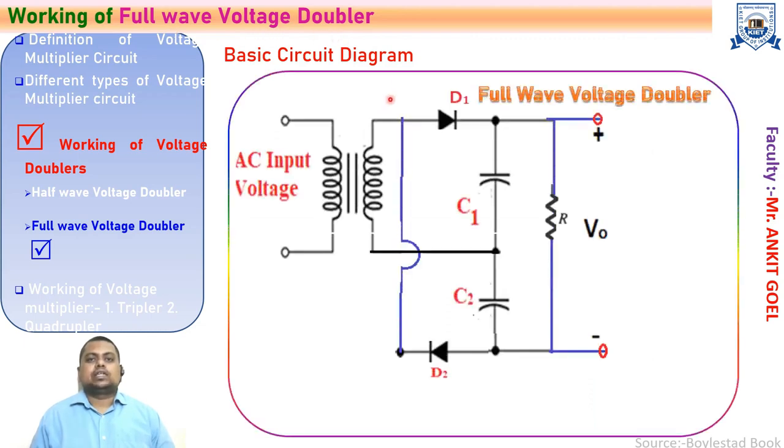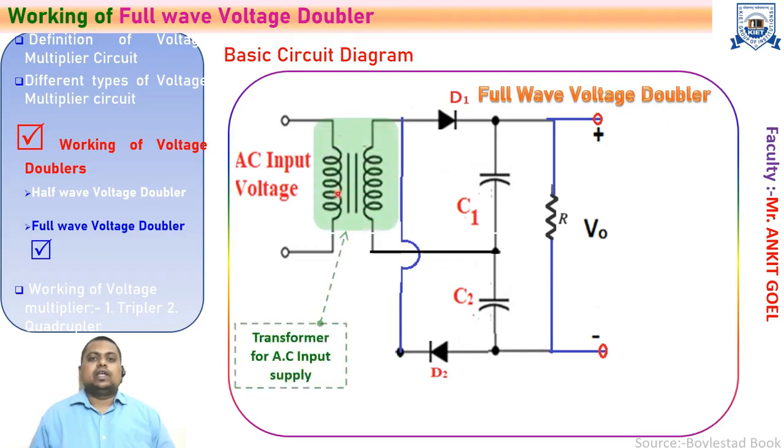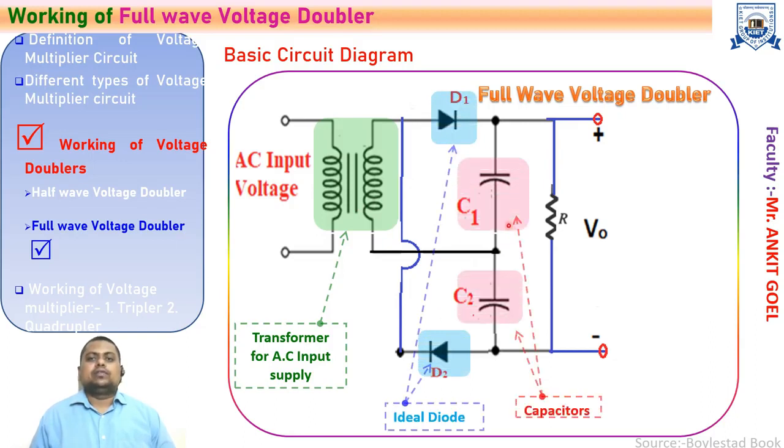So this is the basic circuit diagram of the full wave voltage doubler, in which we have the AC supply through this transformer. We have the two diodes D1 and D2, and we have the two capacitors C1 and C2, and this is the load resistance across which we will take the output. Basically, you are taking the output across the capacitors C1 and C2. So let's discuss the working of the full wave voltage doubler.